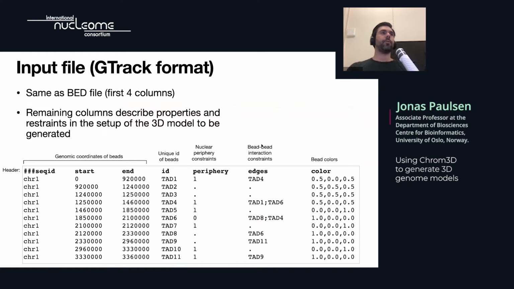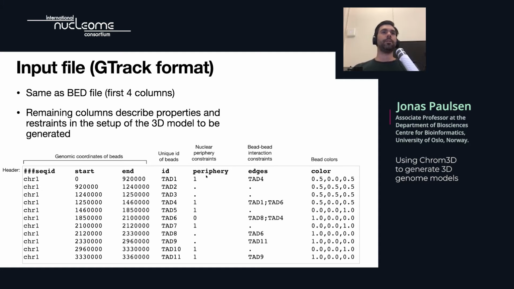The input to Chrom3D is in a so-called GTrack format. This is not a format familiar to many people, I know, but this is more or less the same as a bed file. The first 4 columns in the GTrack format are actually identical to the bed format. So here's an example of a kind of toy data set in a GTrack format. The first column gives the chromosome, then the start and the end, and then the 4th column gives an identifier, a name basically for this segment. So this will typically be the TADs, but it could also be other ways of segmenting the chromosomes.